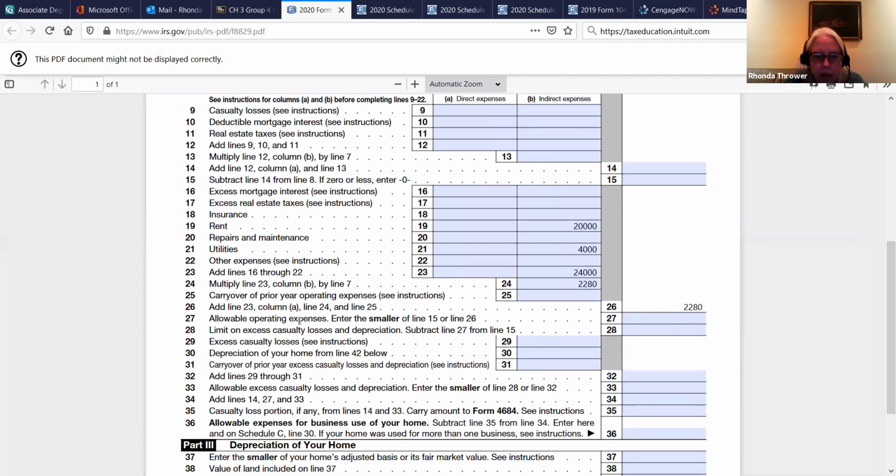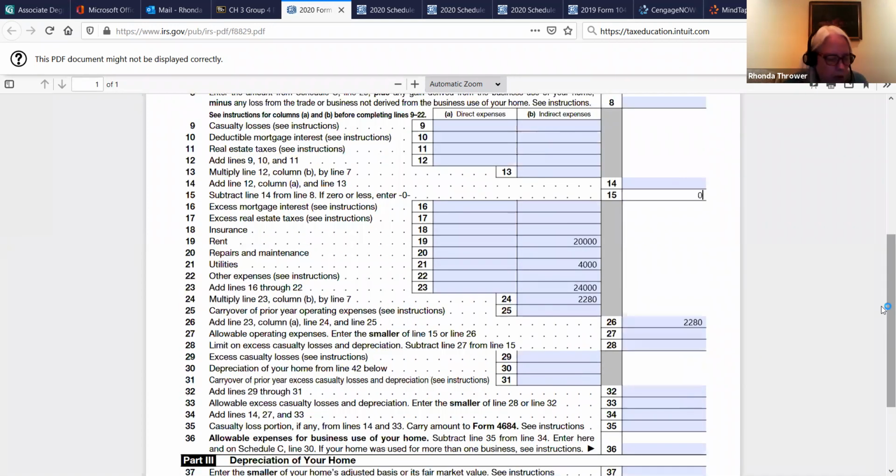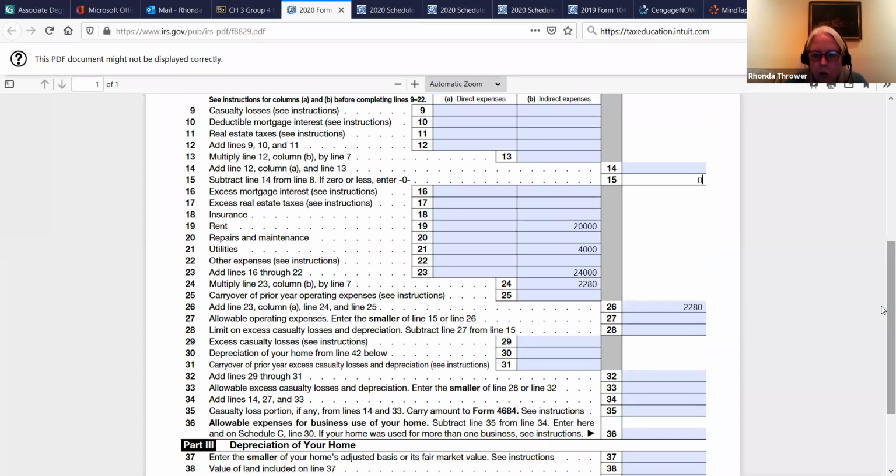Then allowable operating expenses, you're going to enter the smaller of line 15 or line 26. And the 15 was 0, right? 15 was 0, yeah. Because we didn't have anything in there at all. And so you're going to enter the smaller, which is 0. And you just keep going down the form. The rest of these are zeros.